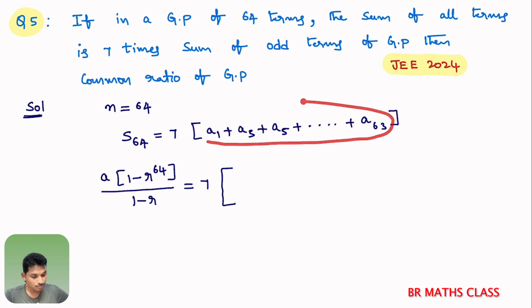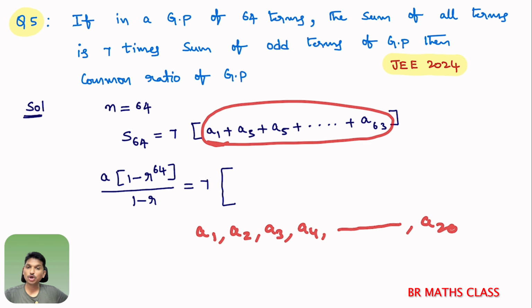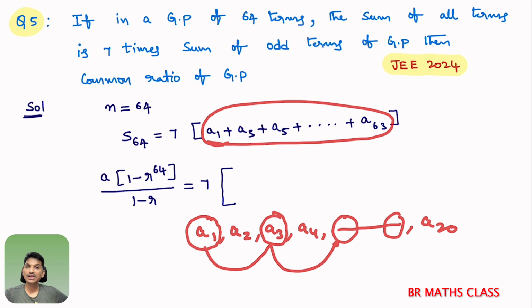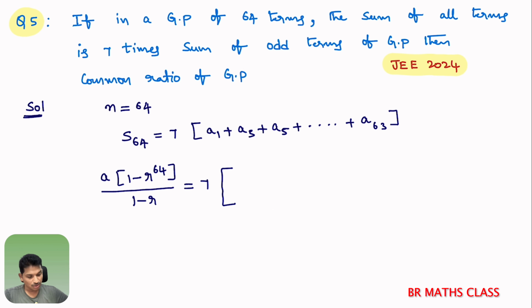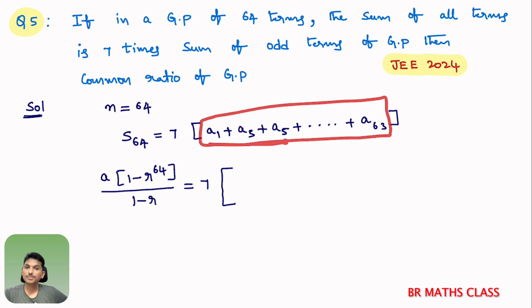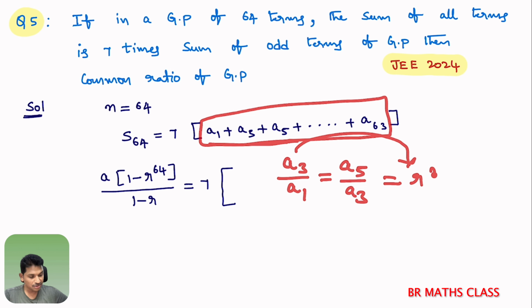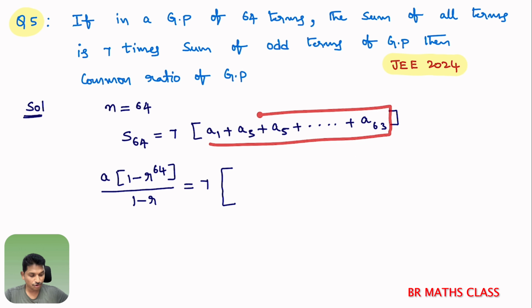Now, I need to calculate the sum of the odd terms. In an earlier class, we discussed this in a note point: A1, A2, A3, A4 and so on, A20 are in geometric progression. If you take the terms at a regular interval, like A1, A3, A5, A7, those numbers also form a geometric progression. In case you have not watched that video, please watch. So here, A1, A3, A5 form a geometric progression. If you have any doubt, you can check the common ratio: A3 divided by A1, A5 divided by A3. A3 divided by A1 is R power 2, and A5 divided by A3 is R square. You can easily understand that these also form a geometric progression.